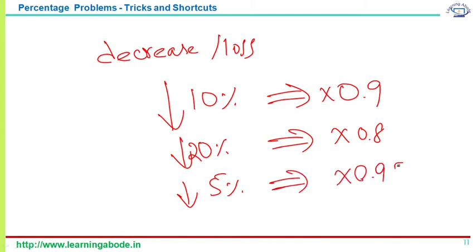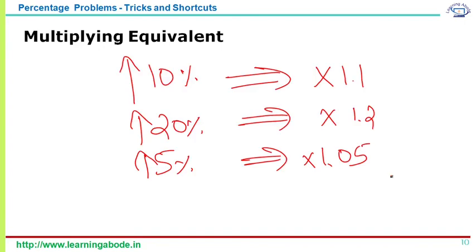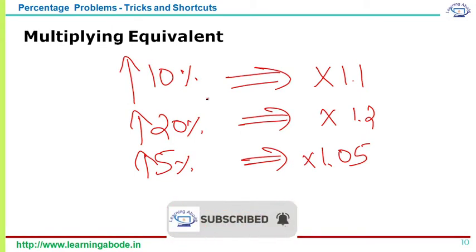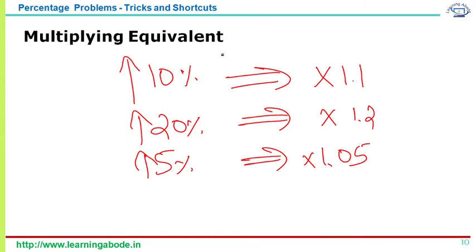Now when this increase or decrease happens multiple times, let's talk about GDP increase of 10% for 3 years, or compound annual growth rate. In such cases, let's say the 10% increase is happening 3 times, then it is 1.1 to the power 3. Now that becomes a kind of a compound interest problem.